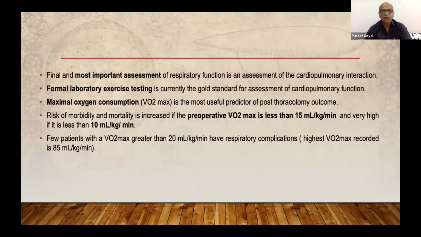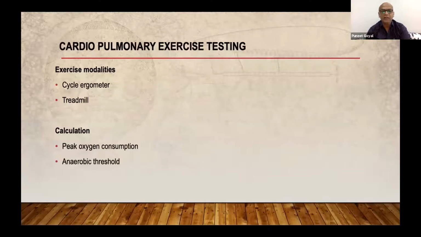So how is this maximal oxygen consumption calculated? This is calculated by cardiopulmonary exercise testing, or commonly known as CPET. CPET can be done either with a cycle ergometer, or commonly it is done with a treadmill. And we can calculate peak oxygen consumption and anaerobic threshold. These are the two important parameters that we derive from cardiopulmonary exercise testing.